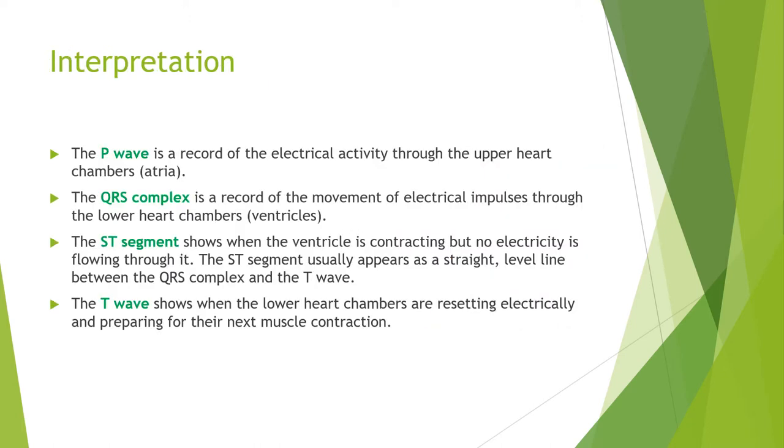The P wave is a record of the electrical activity through the upper heart chambers, the atria. The QRS is a record of the movement of electrical impulses through the lower heart chambers, or the ventricles. There is an ST segment that shows when the ventricle is contracting, but there's no electricity flowing through it. The ST segment usually appears as a straight, level line between the QRS and the T wave. The T wave shows when the lower heart chambers are resetting electrically and preparing for their next muscle contraction.